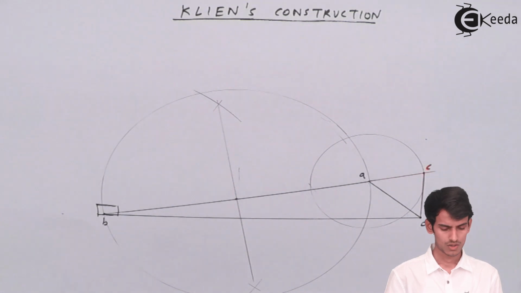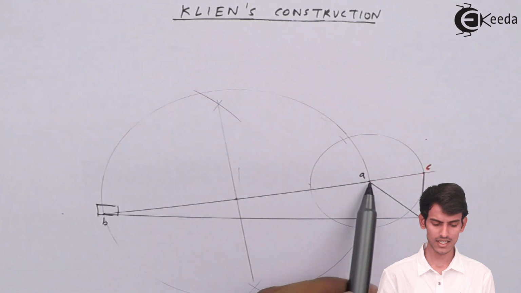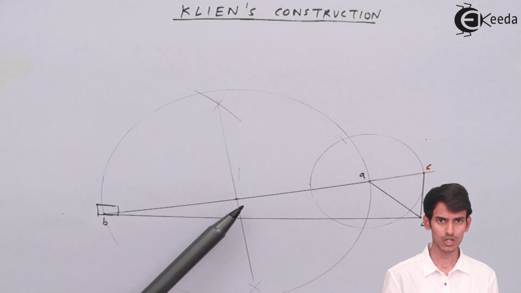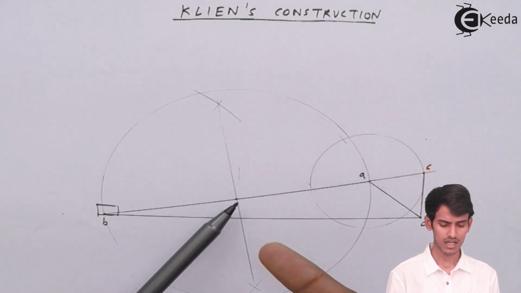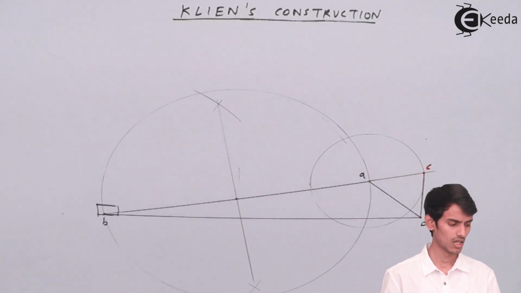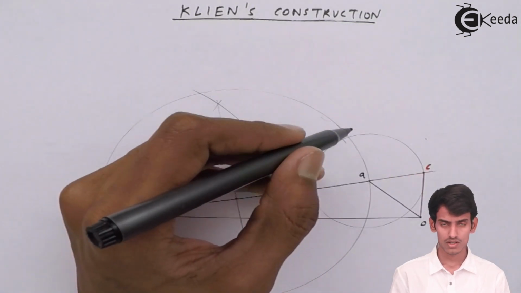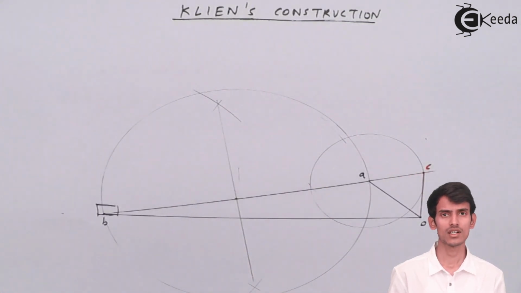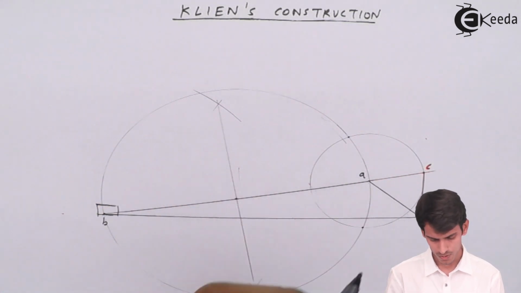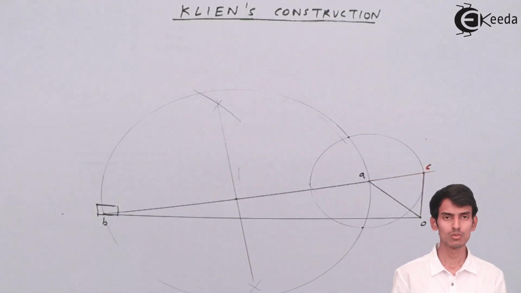So I've drawn two circles. The first circle I've taken A as center and AC as radius. Next I've taken the midpoint of the connecting rod as the center and the length equal to half of the connecting rod as radius, and drawn another circle. Now the two circles will intersect each other at two points. So this is the first point and this is the second point. Just join these two points by a dotted line.